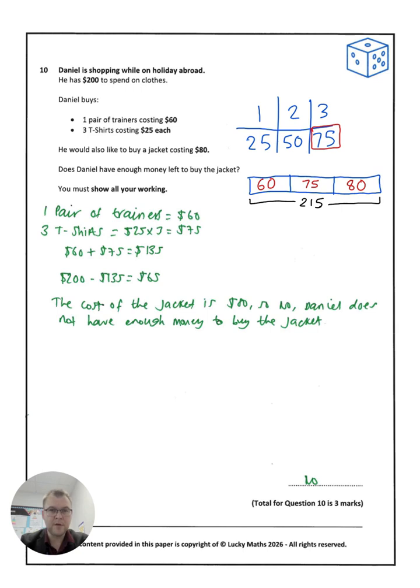This kind of money currency question, 3 t-shirts I've worked out there, $75. I put the 60, the trainers, and the 75 and the 80 together into a bar model to basically show that is $215, which of course is more than the 200 he's got to spend.